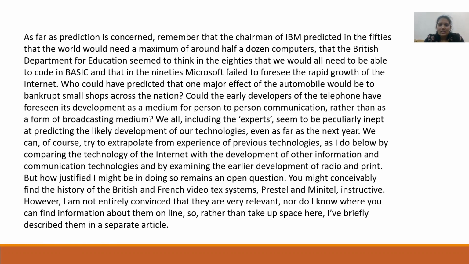So rather than take up space, I've briefly described them in a separate article. So he has basically briefed information about different kinds of things. First, how people are failing to predict, basically. The problem of prediction. This is the name of the summary too. So people are not able to predict.